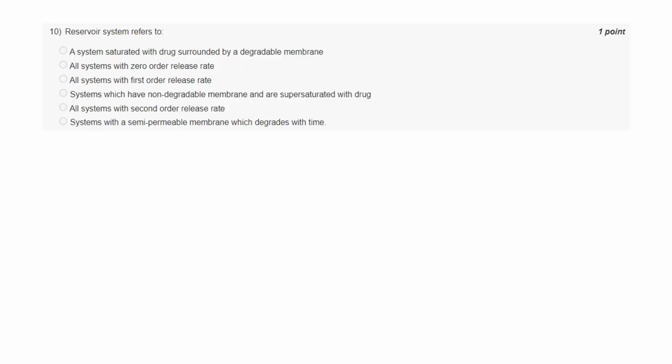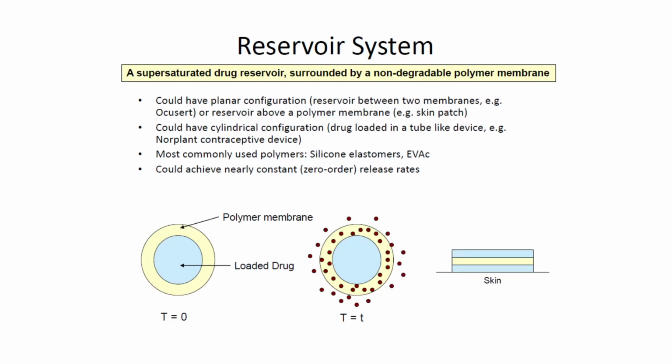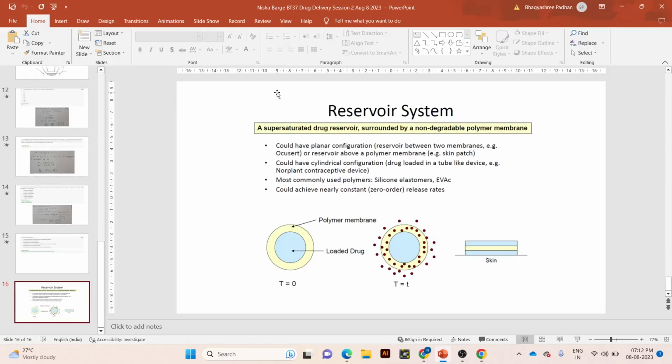And the last question was, reservoir system refers to, we have been given several options. The right option is, these are systems which have a supersaturated drug reservoir and they are surrounded by a non-degradable polymer membrane. So we just went quickly, had a recap of this assignment.